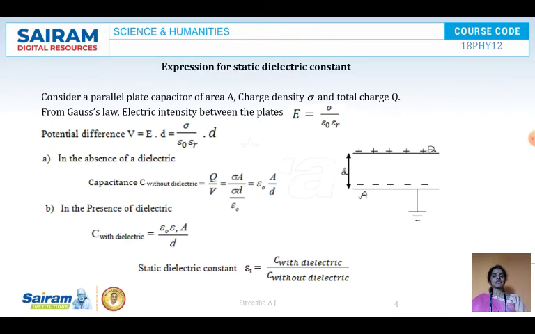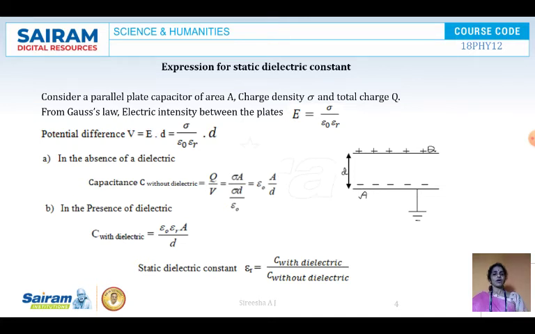Next is the expression for the static dielectric constant. Consider a parallel plate capacitor. You know that a capacitor is nothing but a component which has the ability to store charge. Consider such a capacitor of area A, charge density sigma and total charge Q. Look at the figure here. It is a parallel plate capacitor where positive charges are on one plate and negative charges are on the other plate, separated by a distance d.